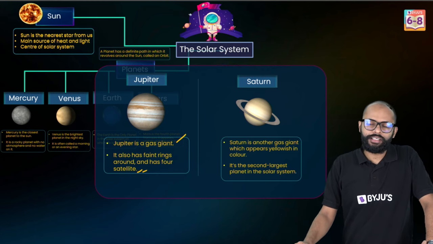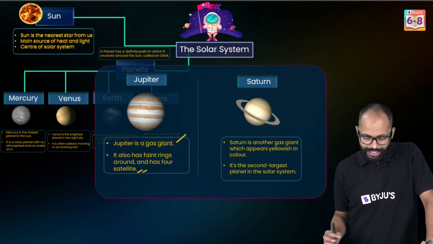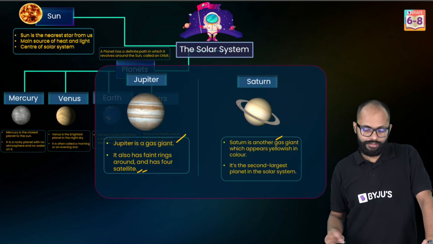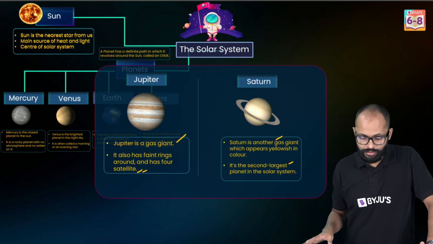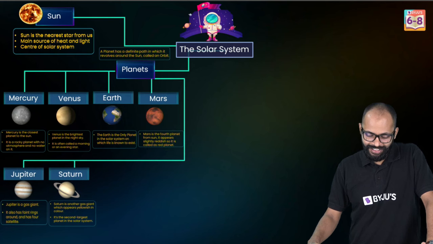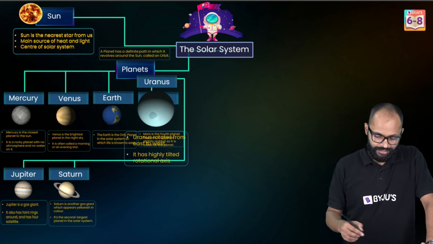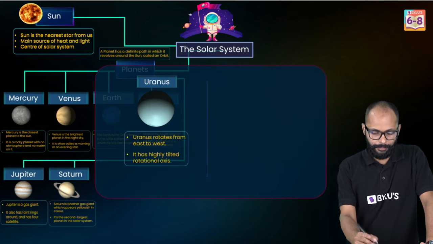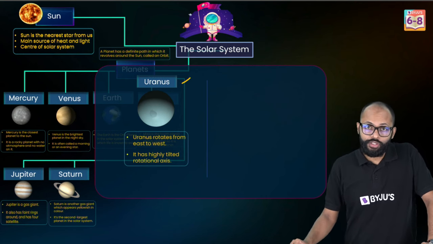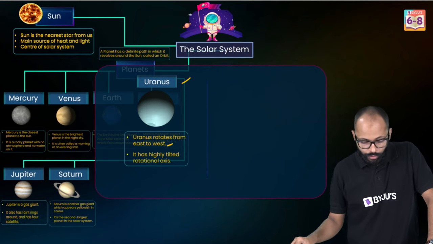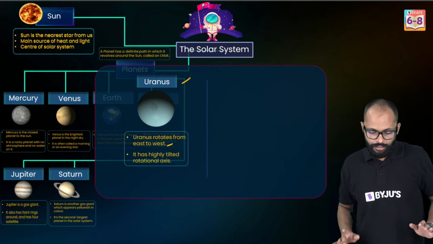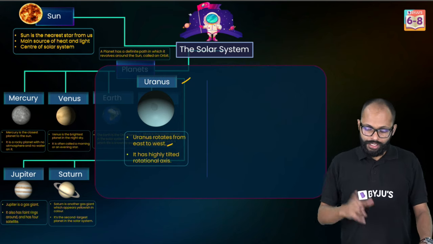Next is Saturn. Everybody knows Saturn. It's another gas giant which appears yellowish in color. It is the second largest planet in the solar system. Alright, Jupiter is done, Saturn is done. Next is Uranus. It rotates from east to west like Venus, right? We have discussed this before. And it has a slightly tilted rotational axis. Neptune and Uranus are the last two planets.